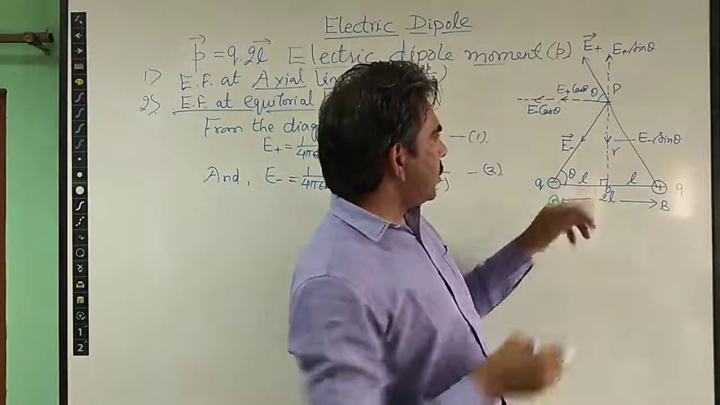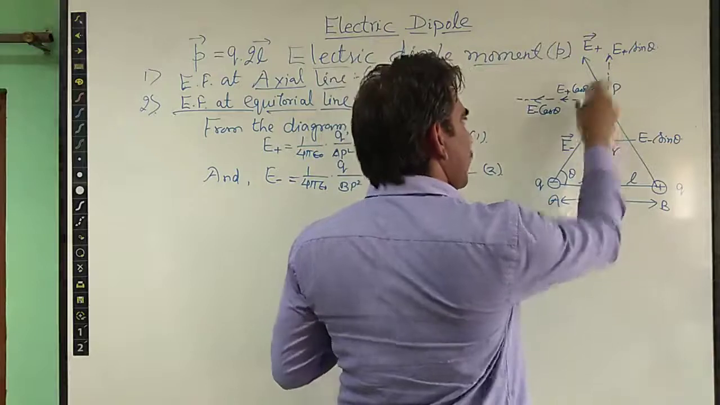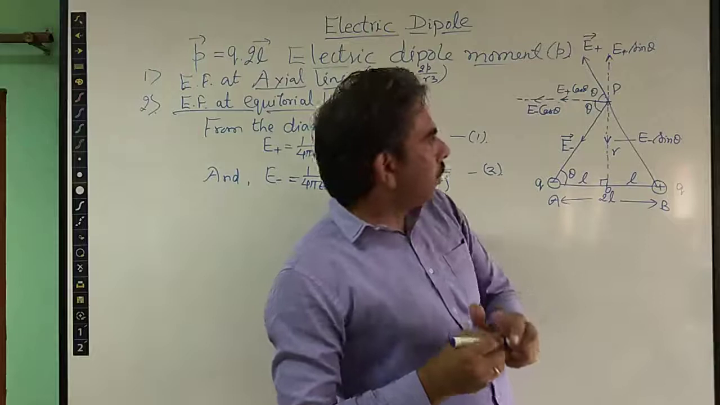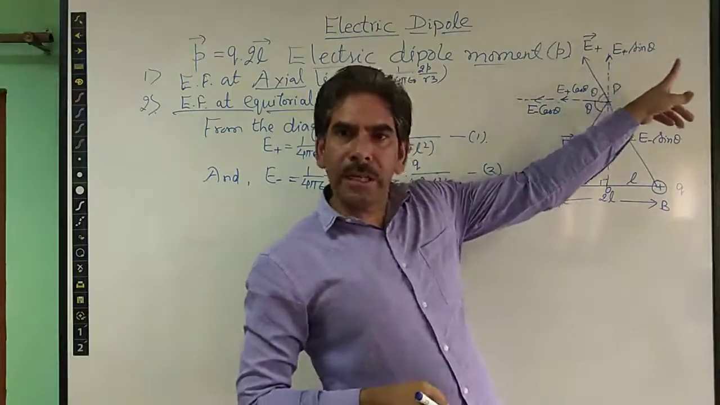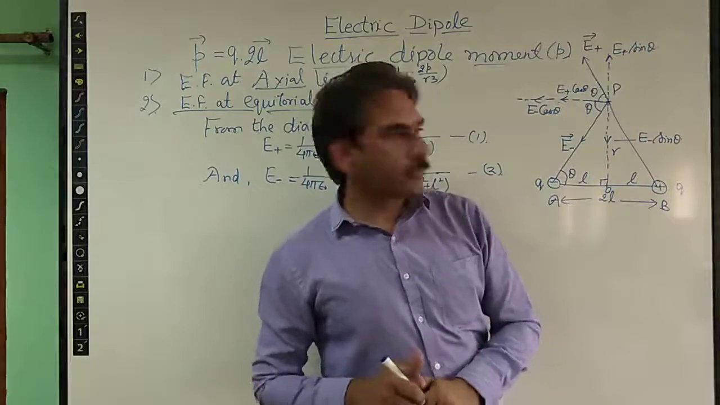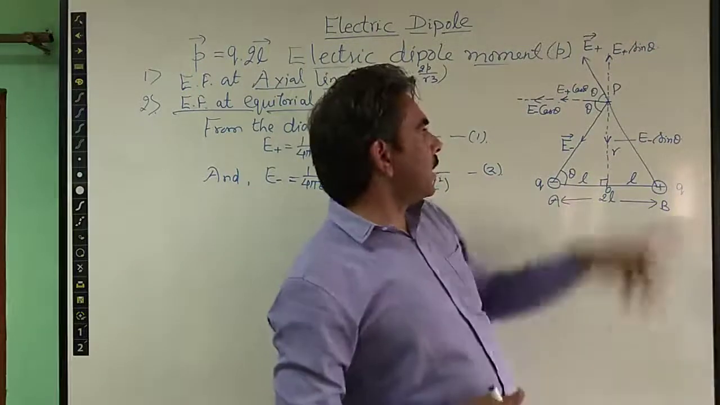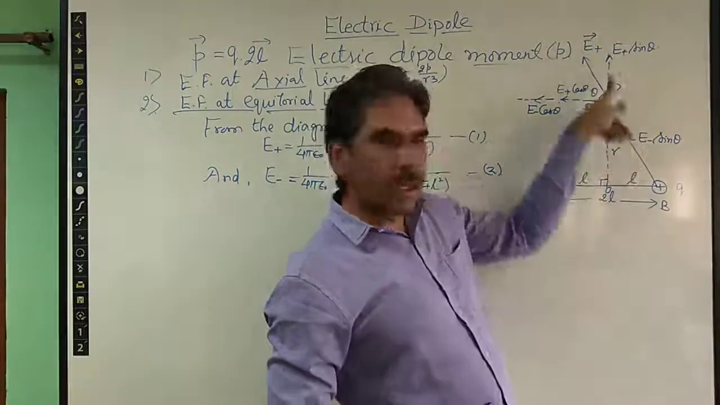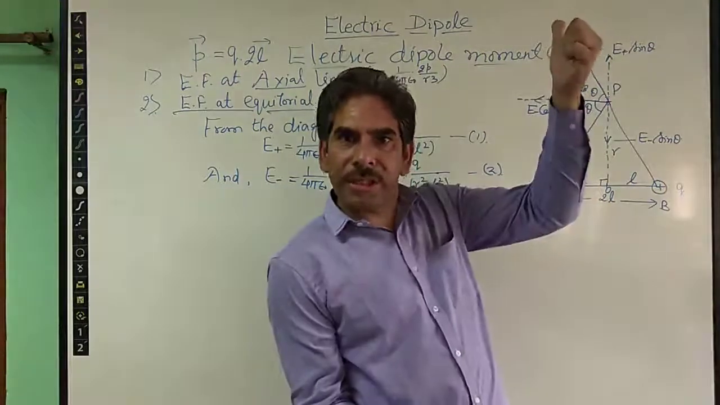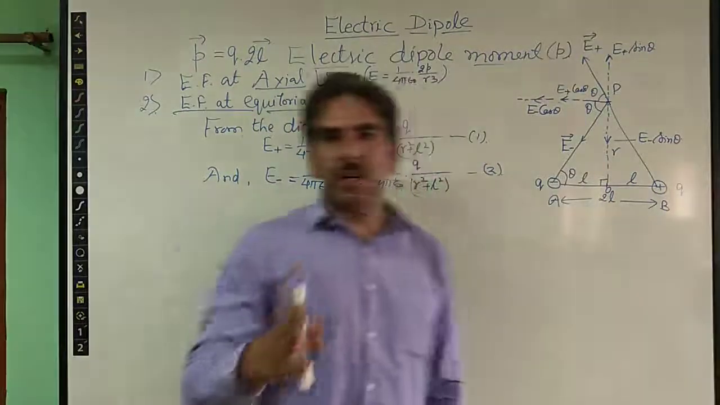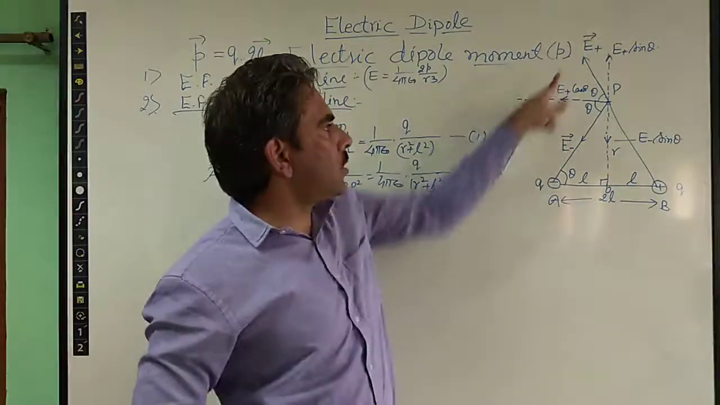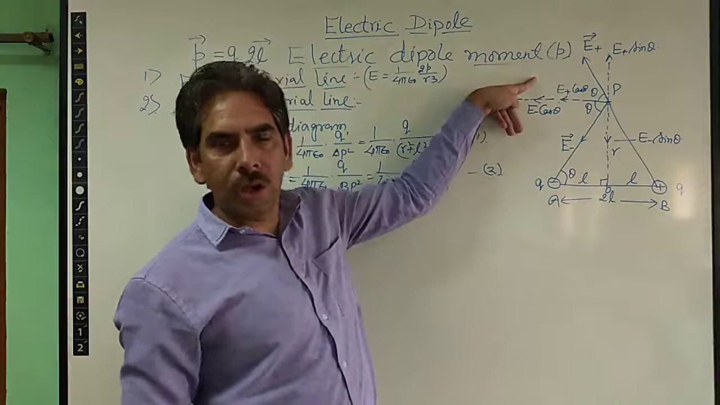So because this angle is theta, this angle is also theta. So the angles are the same, and these electric fields are also the same. This means their vertical components will be equal, and their horizontal components will also be equal. So these components, which are equal in magnitude and opposite to each other along the same vertical line, will just cancel out the effect of each other. Only the components of the electric fields which are left are along the horizontal.